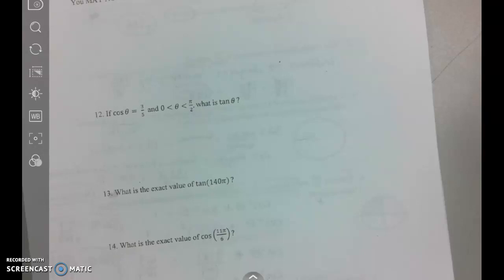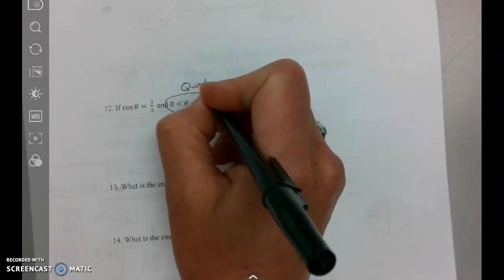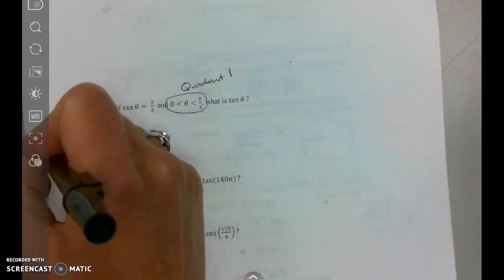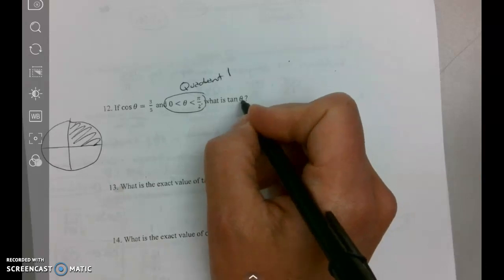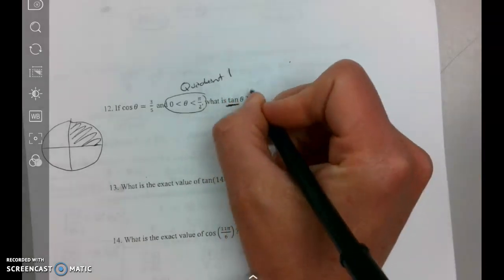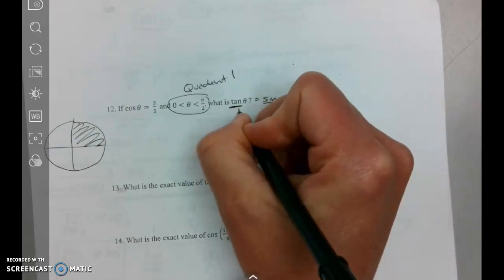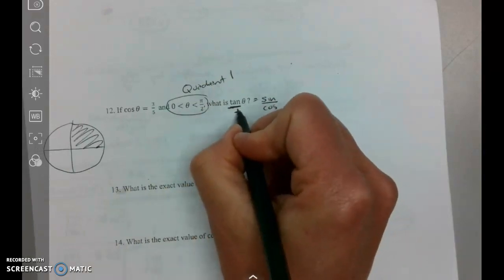Number 12. If the cosine of theta is 3/5, and theta is between 0 and pi over 2, that tells me that that's in quadrant 1. And in quadrant 1, everything is positive. So the tangent, notice it's tangent, which is going to be sine over cosine, is positive. Okay, the answer is going to be positive.